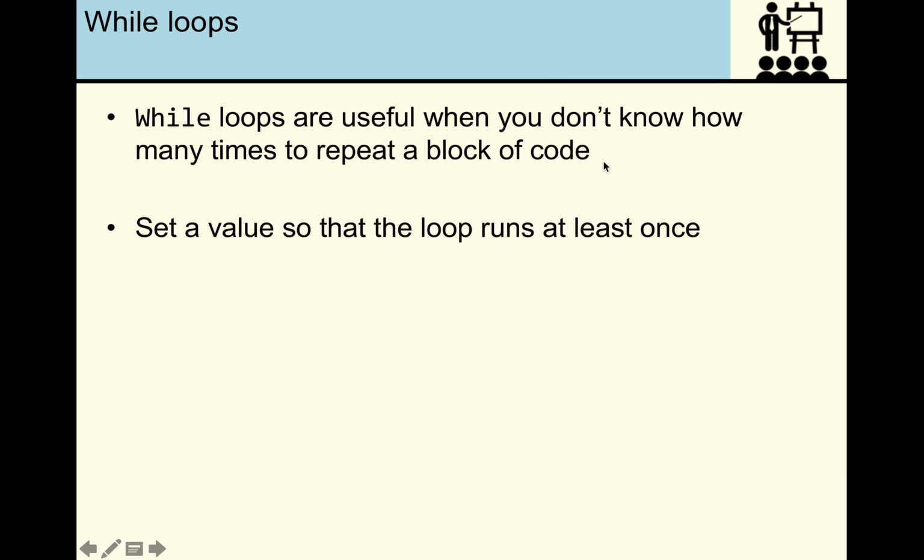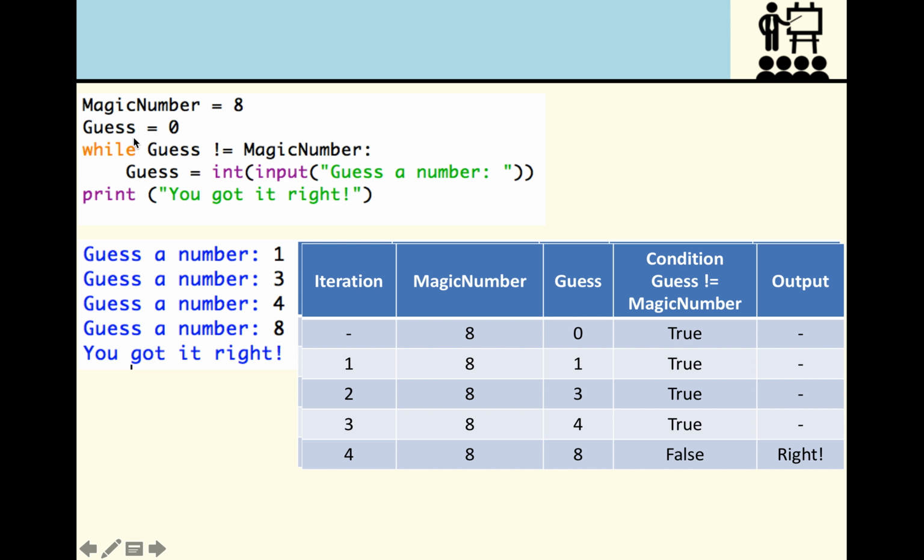While loops are really useful when you don't know how many times to repeat a block of code. So for example, you might have an alarm system and you want the user to enter the alarm code as many times as they like until they enter the right code. If you set a value so that the loop runs, it will run at least once. So if you look at our code here, it will run at least once because it's going to check that value.